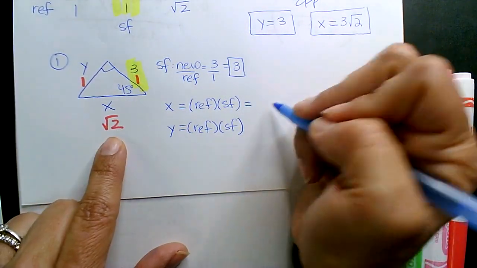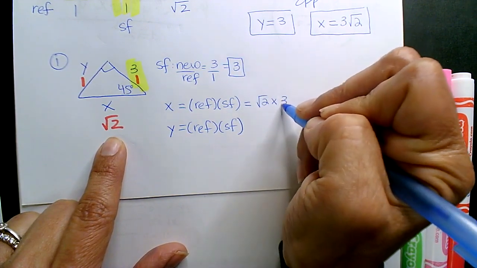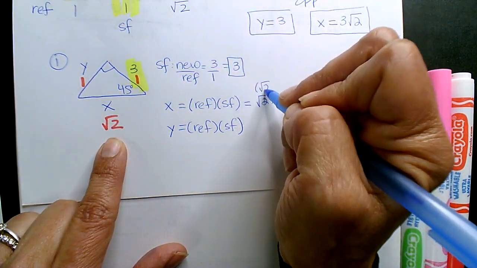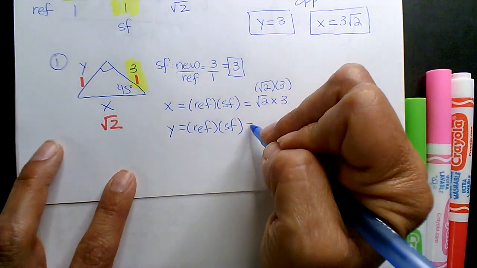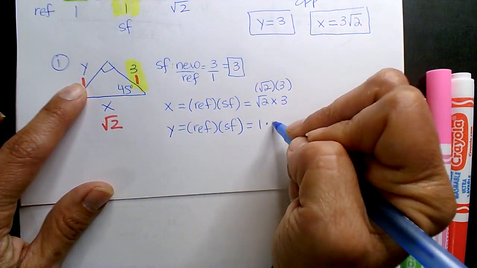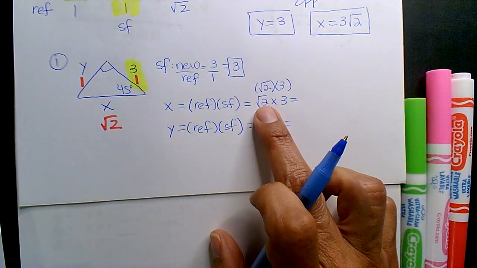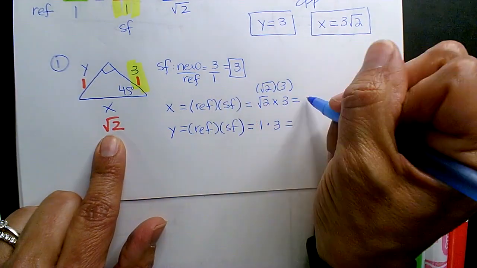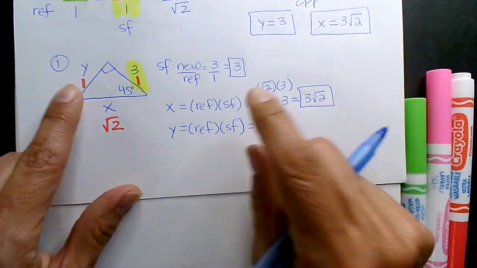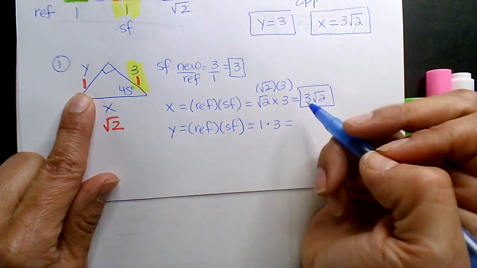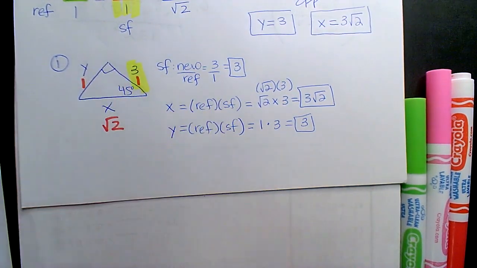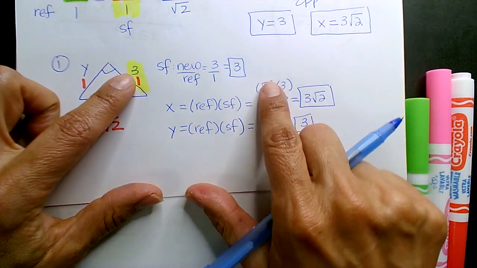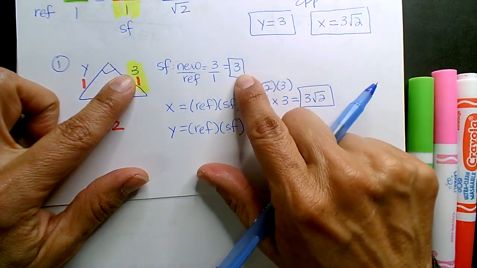So, if I'm looking for x, what is rad 2 times 3? Oh, if that throws you off, do this instead. I just realized, I don't want you to take an x there. Sorry if that throws you off. And then what is 1 times 3? What's rad 2 times 3? 3 rad 2. What is 1 times 3? 3. That's it. So once you label the reference on the given triangle, find your scale factor, make your ratio, clean it up. It's 3.